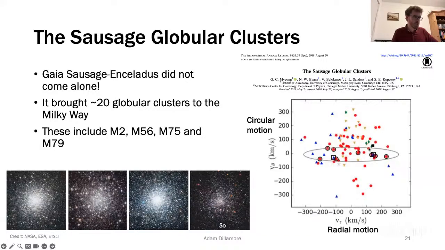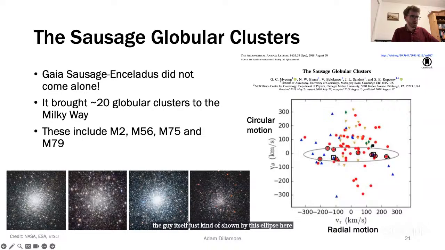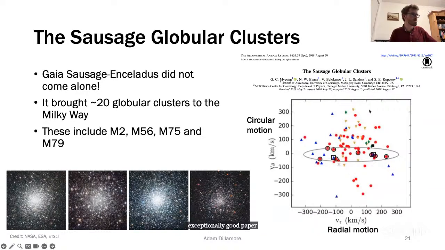Some of these are shown on this plot. This is the same space I was showing before, circular motion versus radial motion. The Gaia Sausage is shown by this ellipse here, and the circles outlined in black are these Gaia Sausage Enceladus globular clusters. You can see they're on highly radial orbits, so they're moving with very little angular momentum. There are various other ways that you can determine that they're from the GSE, not just this motion, such as their chemistry and their ages. So if you want to go and see the Gaia Sausage Enceladus, look at one of these globular clusters. And it led to this exceptionally good paper title, The Sausage Globular Clusters. I happen to know all these people. That was a good paper.